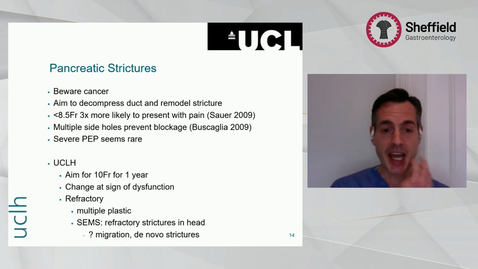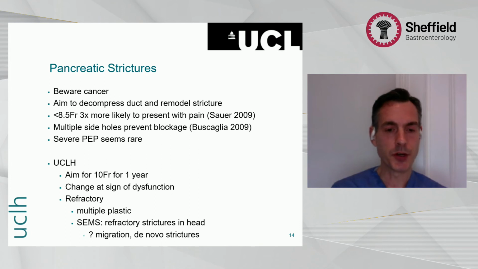So our practice at UCLH would be to try and get a stent up to 10 French and leave that in for up to a year and just change at any sign of dysfunction. It's not uncommon that you won't get a 10 French stent in immediately. You might need to start with a 7 or a couple of 7s and then bring them back at 6 weeks for an upsize of that stent.